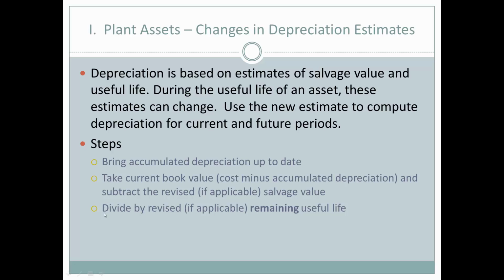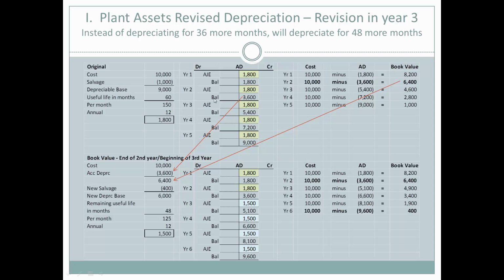So there are several steps that you should follow. First, bring the accumulated depreciation up to date. Take the current book value, cost minus accumulated depreciation, and subtract the new revised, if this is applicable, salvage value. And then you're going to divide that by the revised, if applicable, remaining useful life. So let me show you an example of this.